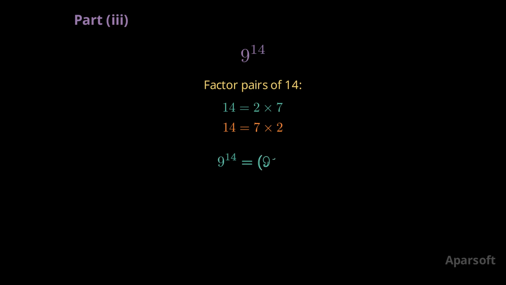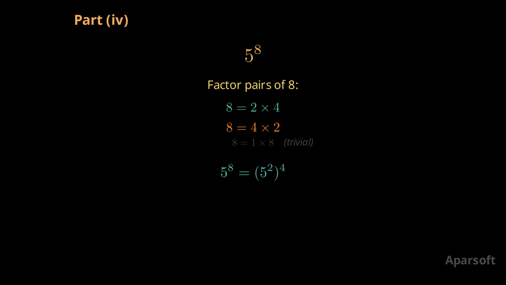Now part 3. 9 to the 14. The exponent is 14. Factor pairs of 14. 2 times 7 and 7 times 2. So 9 to the 14 is 9 squared to the 7 or 9 to the 7 squared. By now you probably do not even need me to say it. The method is the same every time.